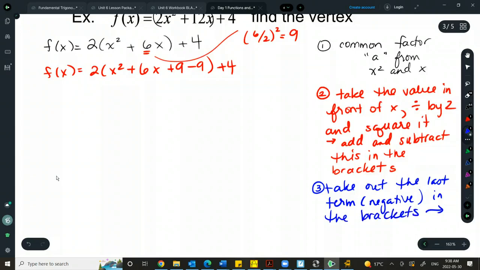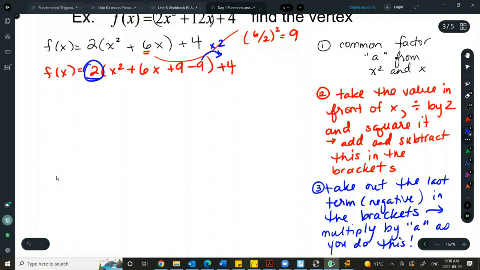As you do this, you must multiply by whatever is in front, because technically this is being multiplied by every term here. So if I take out any one of those terms from the bracket, I must multiply it by the a value in front. So I'm going to take out negative 9, and I'll multiply it by, in this case, 2, because there's a 2 in front. So we're going to get 2x squared plus 6x plus 9 minus 18 outside the bracket.